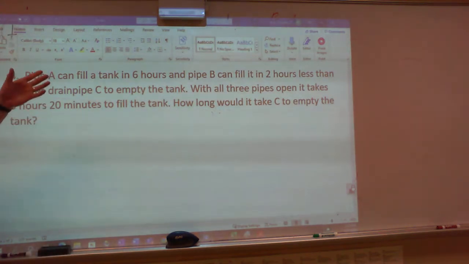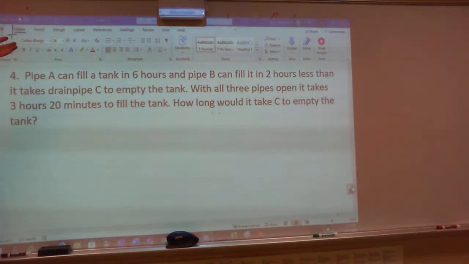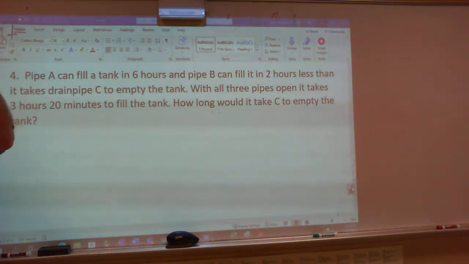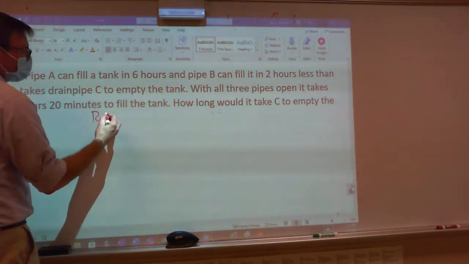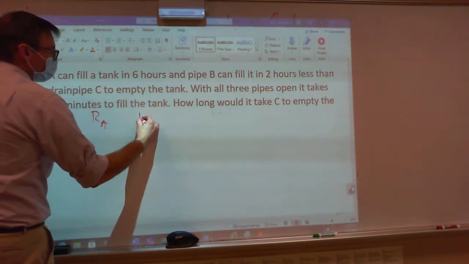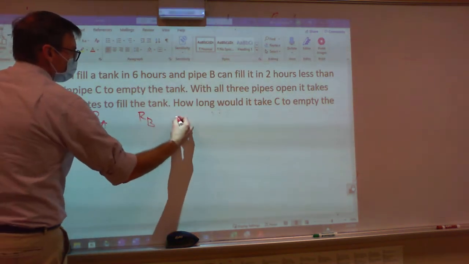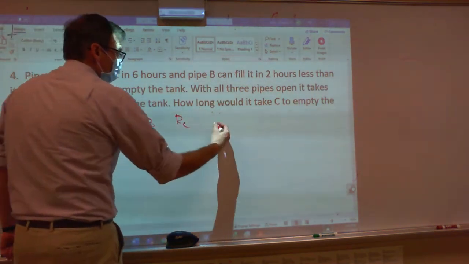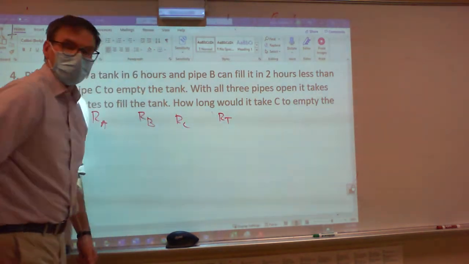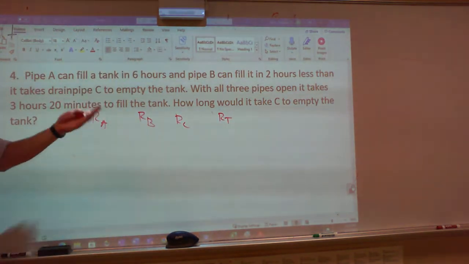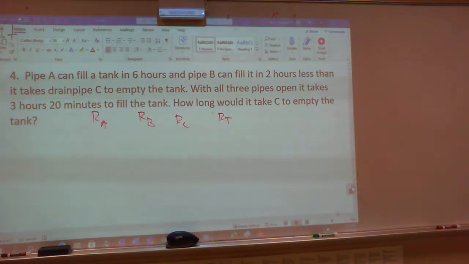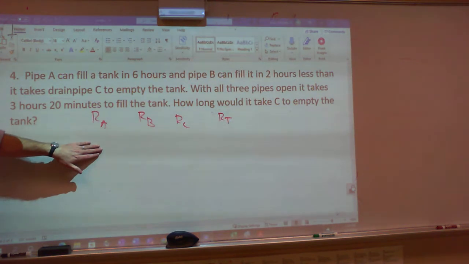So, what are the biggest differences between this problem and problem 3 that we did? How many pipes do we have? 3. So we have 3 things. So what we really have now is the rate of pipe A, the rate of pipe B, the rate of pipe C, and the rate of them working all together, right? And given this, what do we know? So what's going to be here? 1 over 6.